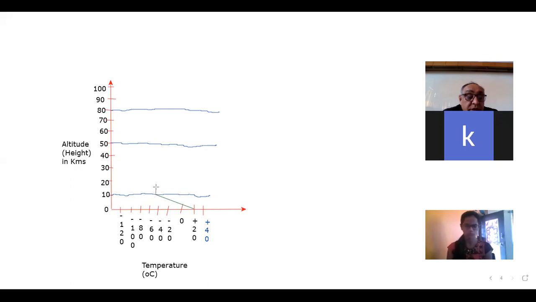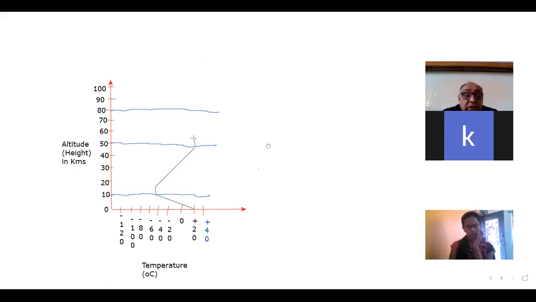Constant here, no increase in temperature with increase in height. Okay, so then what will happen? Temperature will start increasing here, right? And temperature will reach up to 0 degrees, I think, right? Then again, the temperature will become constant for a while, and then it will again start declining, right?